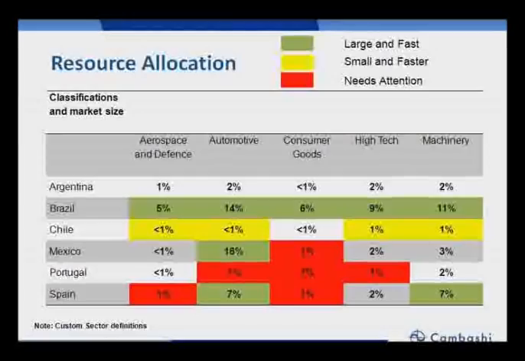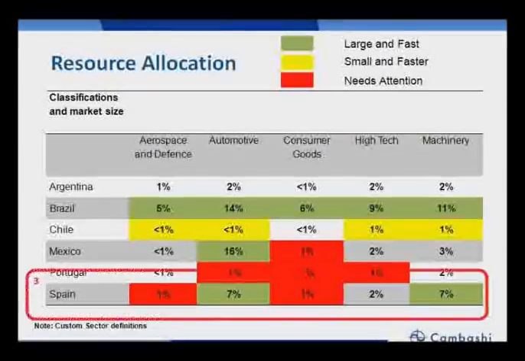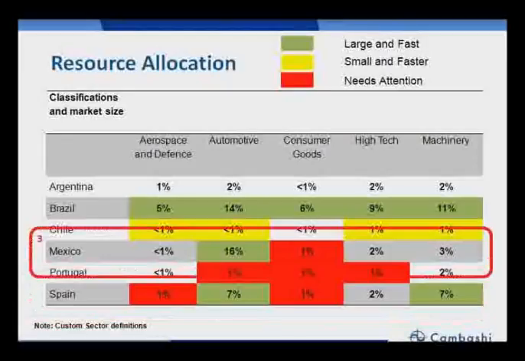So doing the calculations, we get 3 heads in Spain, 1 dedicated to automotive, 1 dedicated to machinery, and the 3rd handling the rest. You also get 3 heads in Mexico, 2 on automotive, the 3rd handling the other sectors. In both these countries, Mexico and Spain, there's the security of 1 or 2 large and fast-growing segments, the ones shown in green.